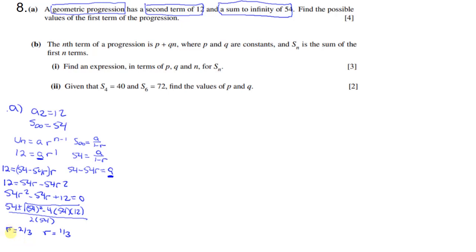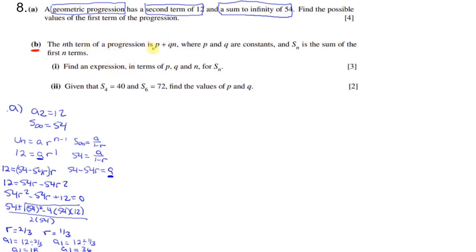Now all I got to do is take the second term, and instead of multiplying by 2/3, divide by 2/3. So 12 divided by 2/3 is going to give me a1, which is going to turn out to be 18. And if I take the 12 and divide by 1/3, which is the same thing as multiplying by 3, then the other possibility is 36. So those are my two possibilities for a1.